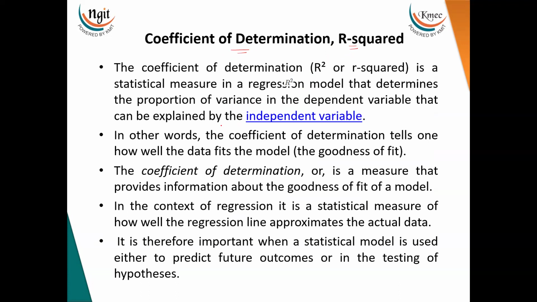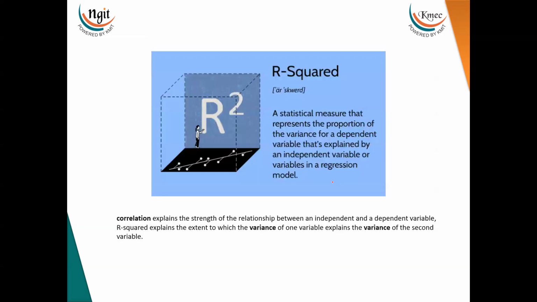So why do we have to find out this coefficient of determination? It is going to tell how well the data fits the model. It is a measure that provides information about the goodness of fit of a model. In the context of regression, we can say that it is a statistical measure of how well the regression line approximates the actual data. So this is what R squared is.